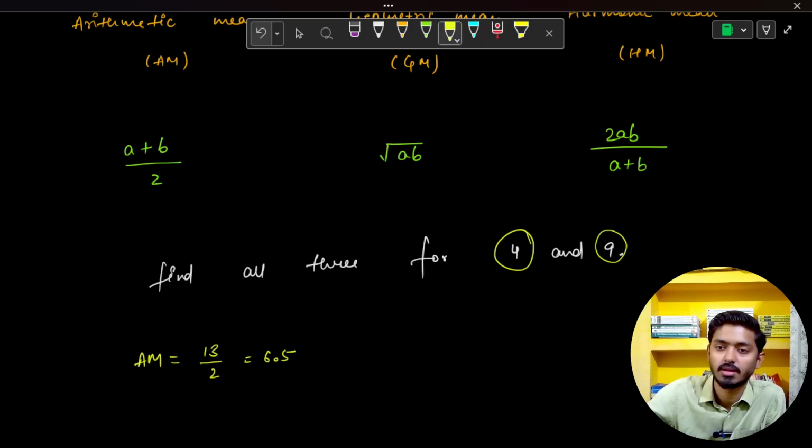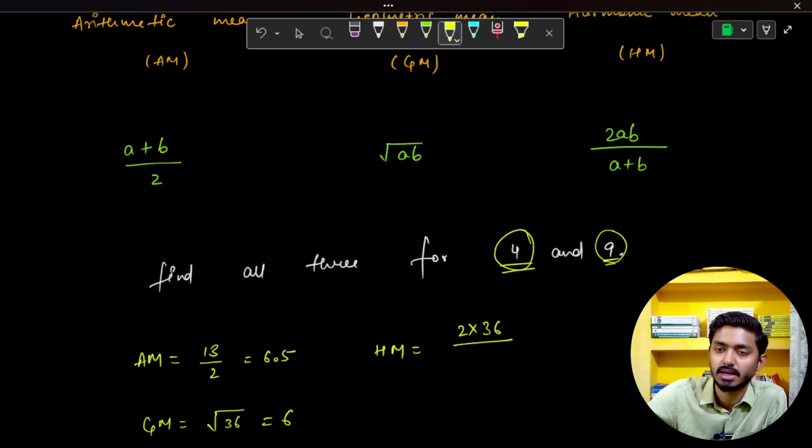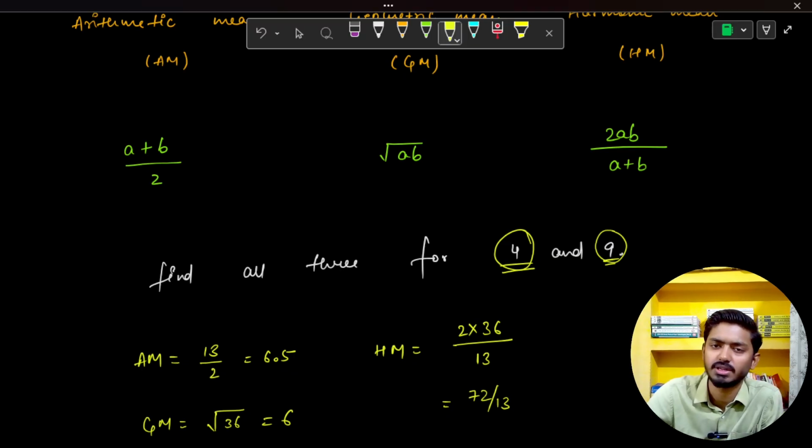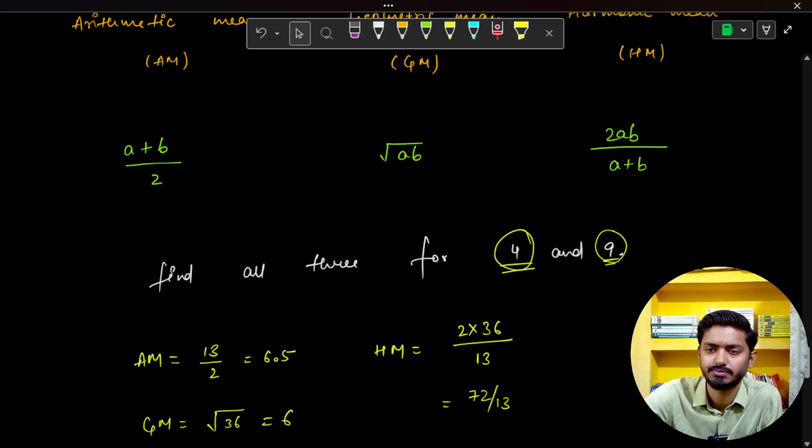Simple. For geometric mean, it is root under the product of these two. The product of these two is 36. That is root under 36, which equals 6. Simple. And for harmonic mean, we say 2 times the product, that is 36, by the sum, which is 13. Well, we cannot solve it further. We'll just say 72 by 13 is our harmonic mean. Basic question, again, based on formula.